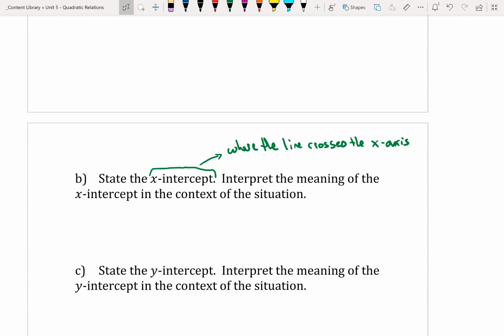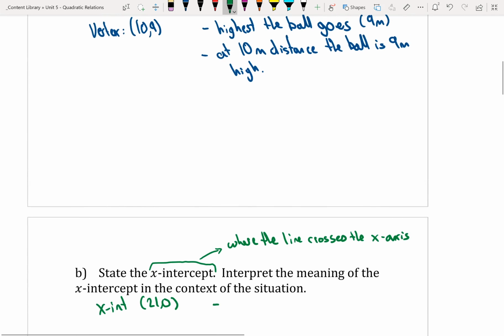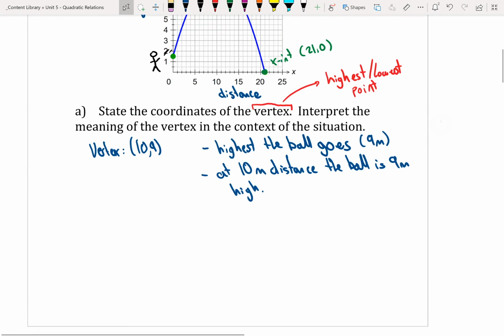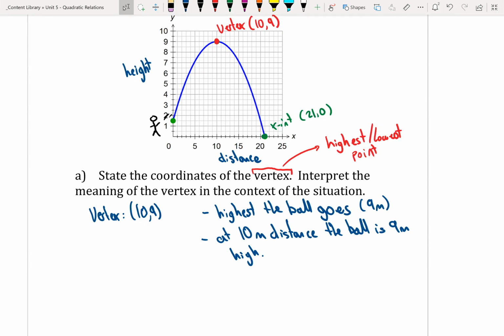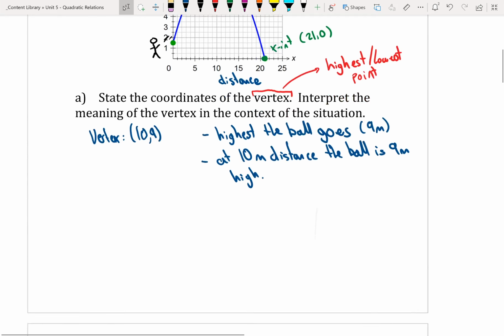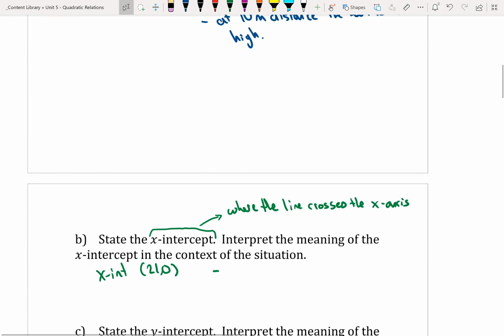So we want to state the meaning. Again, I'm just going to restate the x-intercept. The x-intercept is 21, 0. And what does this point actually mean? Well, if I go back up and look, sorry to keep moving up and down, the ball has traveled up and it comes down and then it stops. So basically this x-intercept is when the graph, or when the ball, hits the ground.